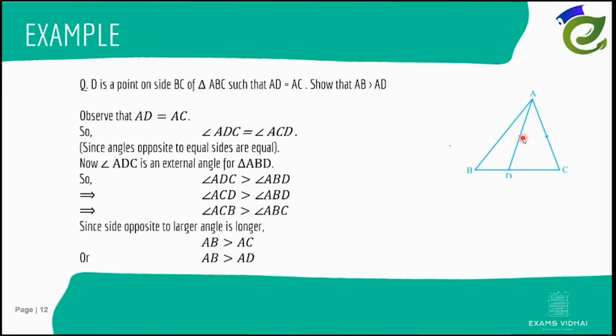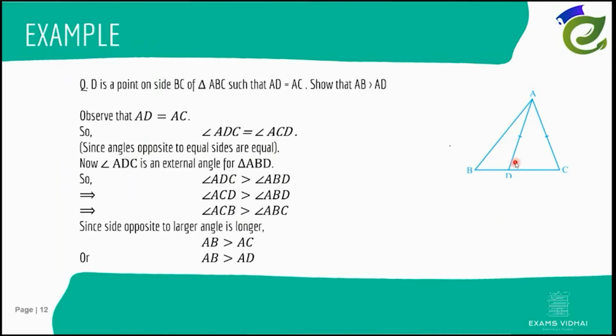Now, if you observe that these two sides are equal, then this ADC will form an isosceles triangle. And you know that the angles opposite to equal sides will be equal. So angle ADC will be equal to angle ACD. That's what is written over here, since the angles opposite to equal sides are equal.